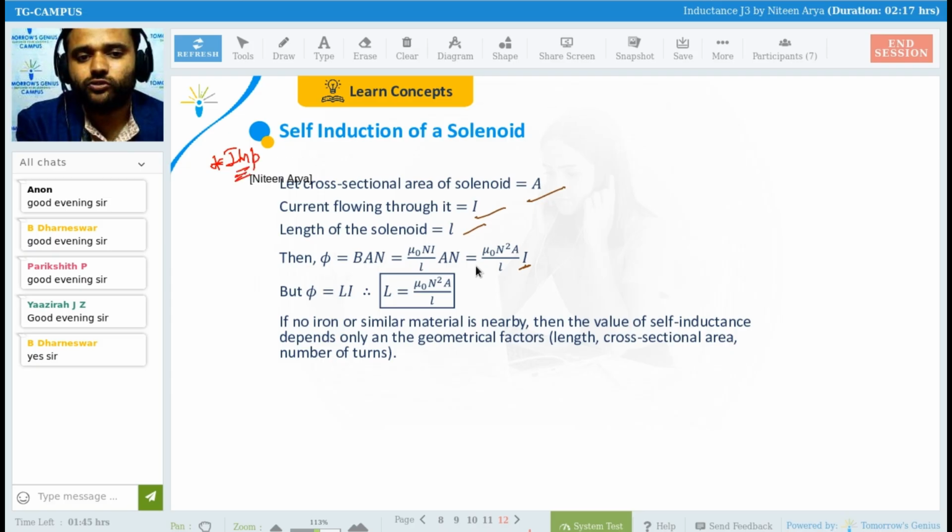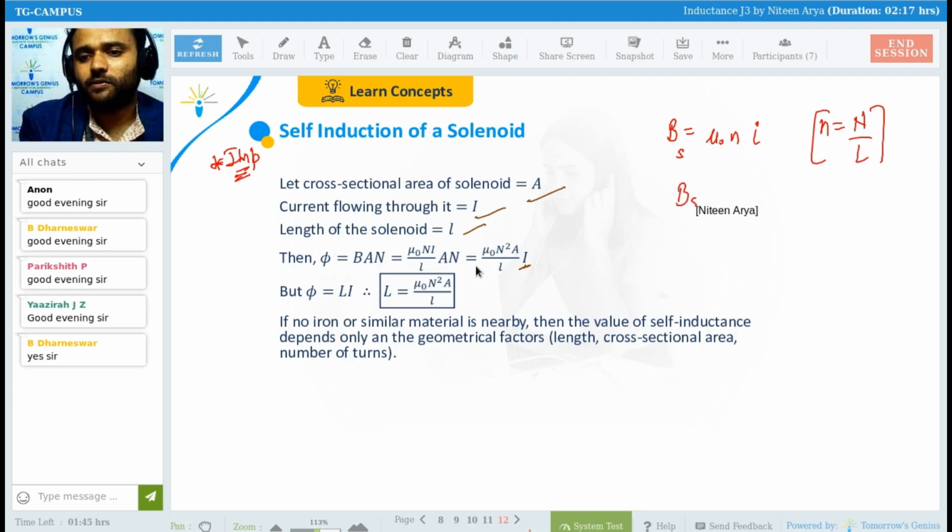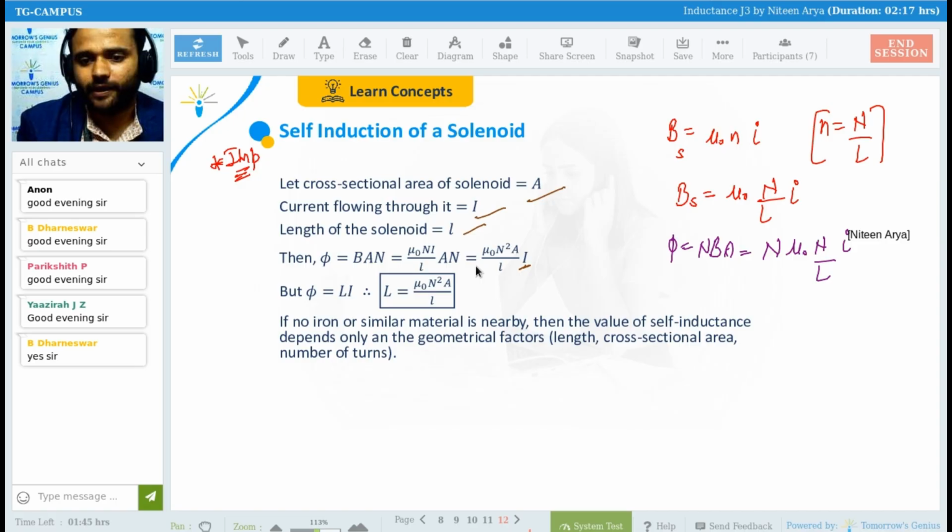Okay, important one, why so and how so. As we know, the magnetic field for any particular solenoid is mu naught n I. Clear? Where this n is nothing but capital N upon capital L. So I can write B equals mu naught capital N upon capital L into I. Now I can write this also: phi equals N B A. I remember it in this way, NBA. Putting the value of B, which is mu naught N upon capital L into I, into A.